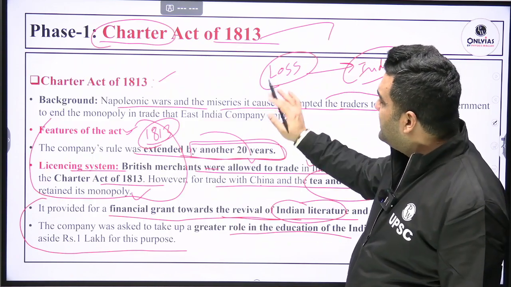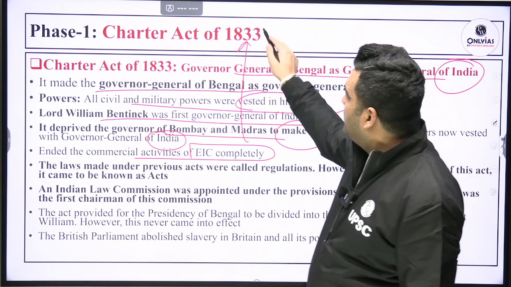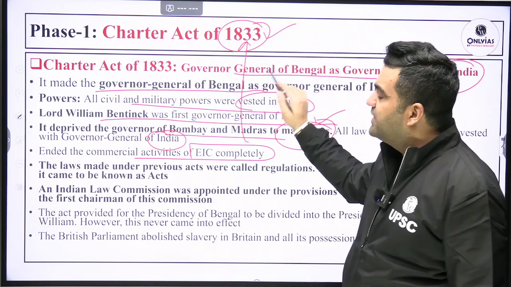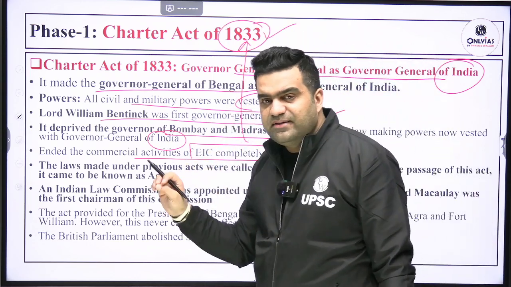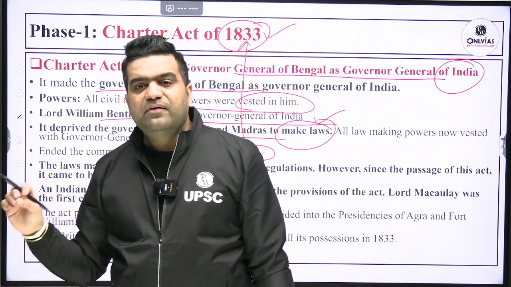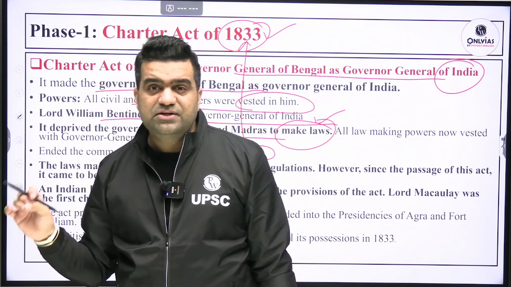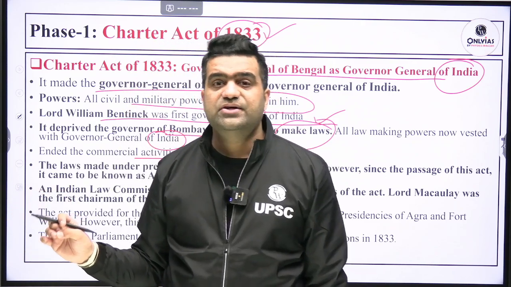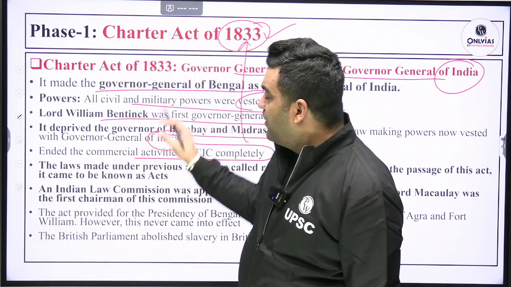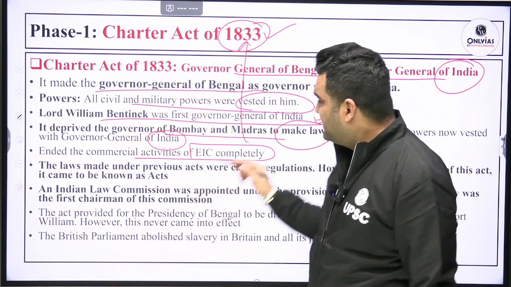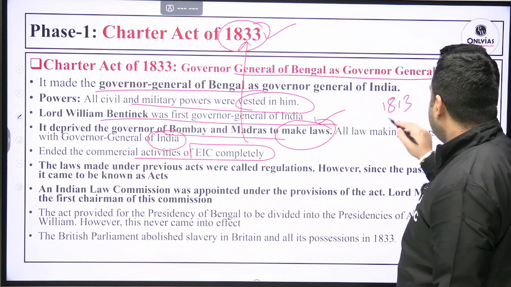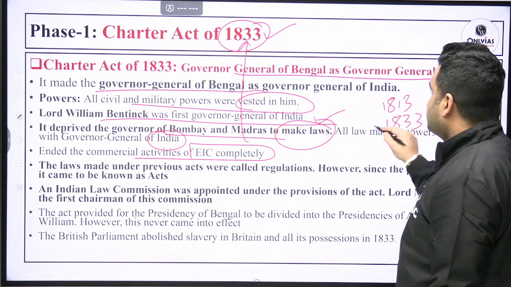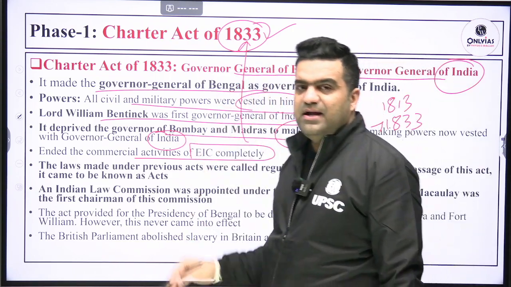Now, the monopoly that was sought to be ended was brought about by Charter Act of 1833. Charter Act of 1833 appointed the Governor General of Bengal as Governor General of India. Clear? Now it ended the monopoly. Which act ended the monopoly? 1813 or 1833? It is 1833 Act, right?